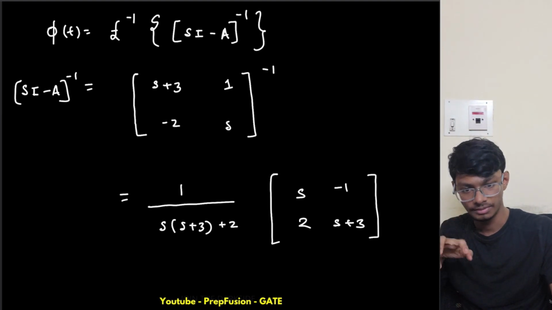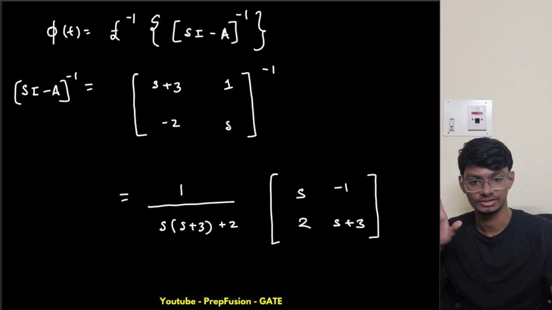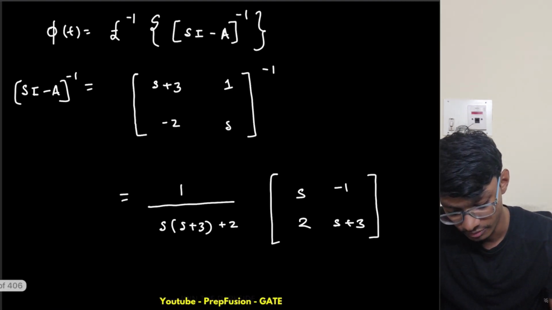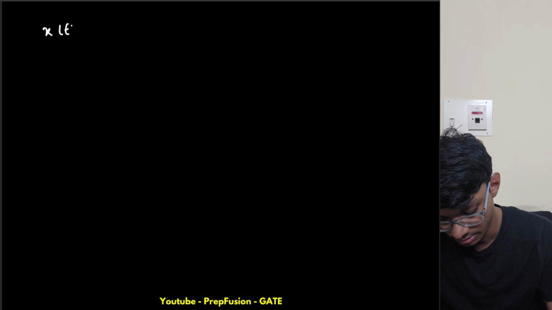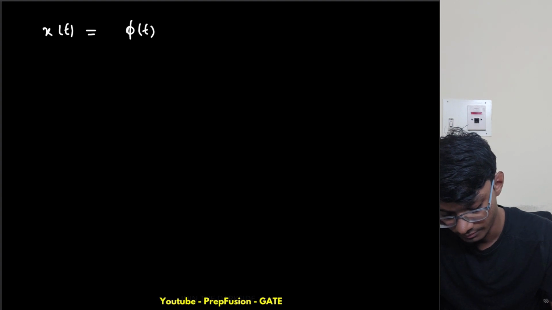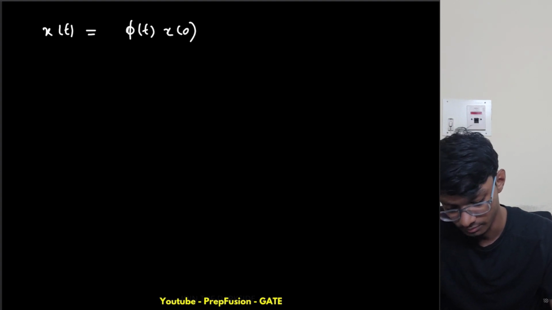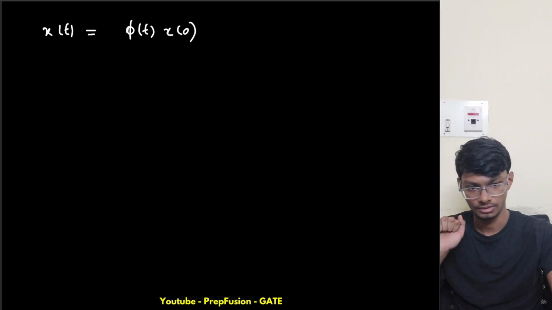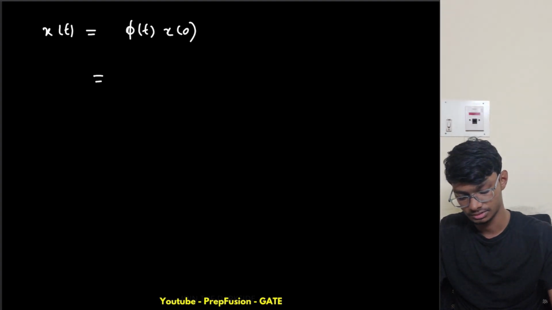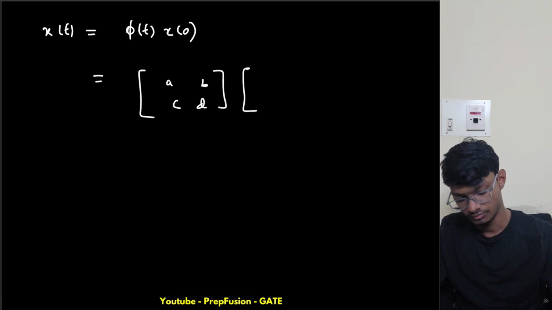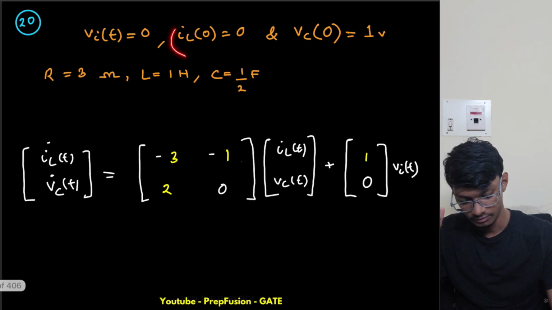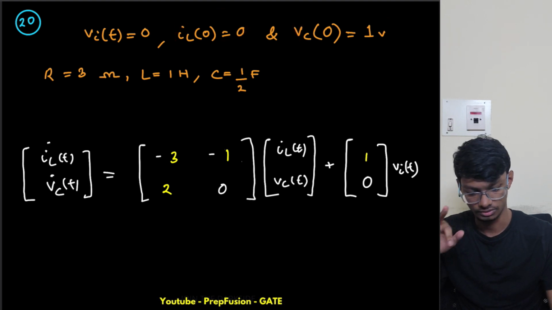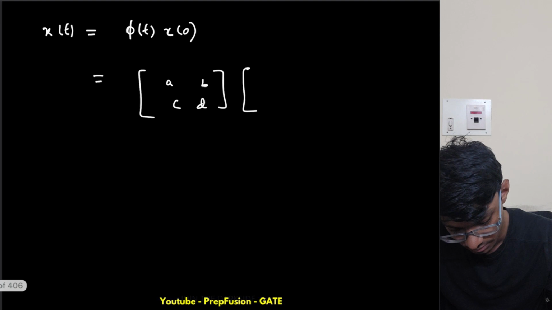Before the Laplace transform I will again do that xyz step. What I need to find is x of t. X of t equals phi of t times x of 0, because our input is 0, hence my answer will only be this. So I simply multiply phi of t with this. Let me name phi of t as a, b, c, d. And what is my x of 0? IL of 0 is 0 and VC of 0 is 1, so x of 0 is 0 1.